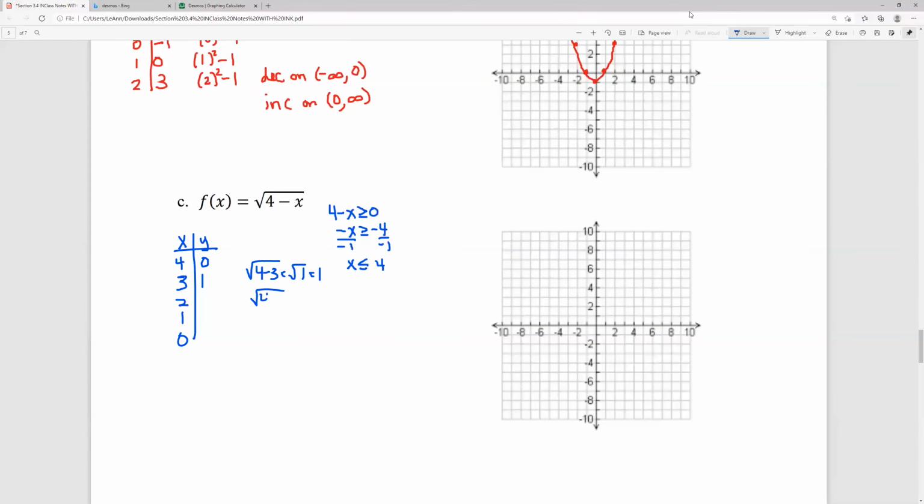If we do 4 minus 2, that's the square root of 2. I don't know if I want to graph that one, but I'll write it down. 4 minus 1 is the square root of 3. Again, not a nice number. Probably won't graph that one. I just want to get 3 nice points.